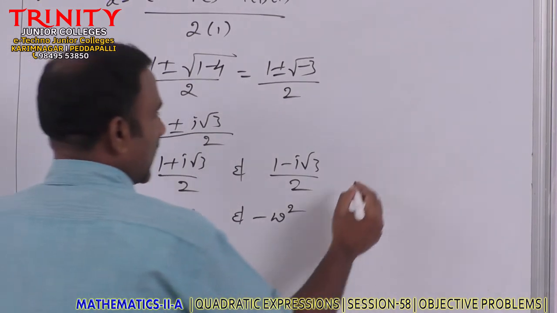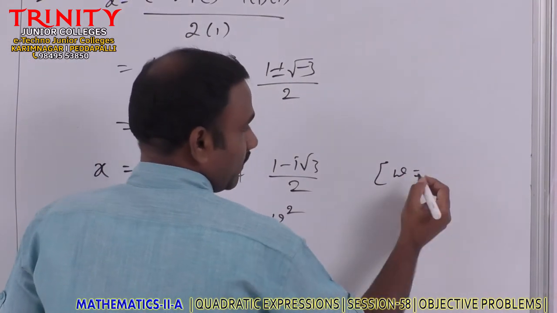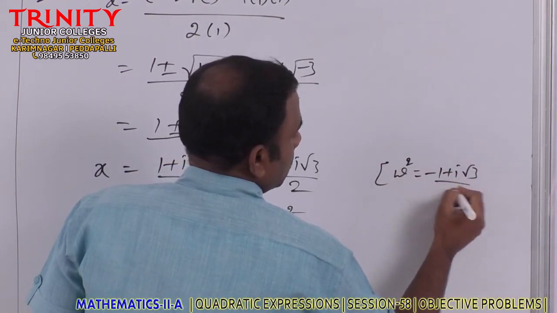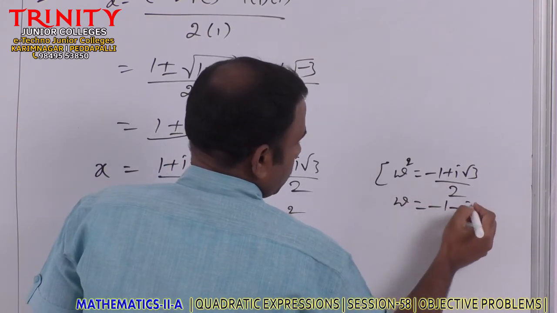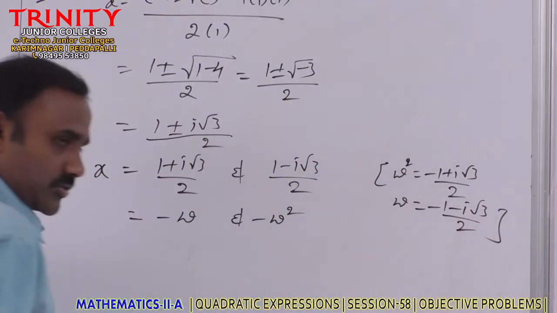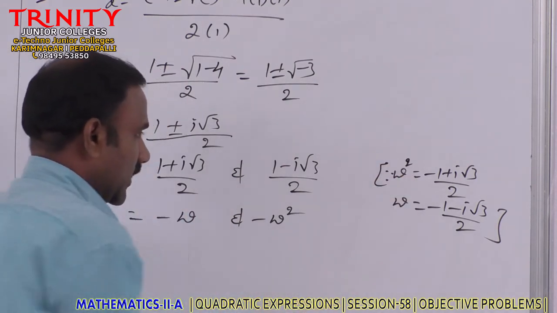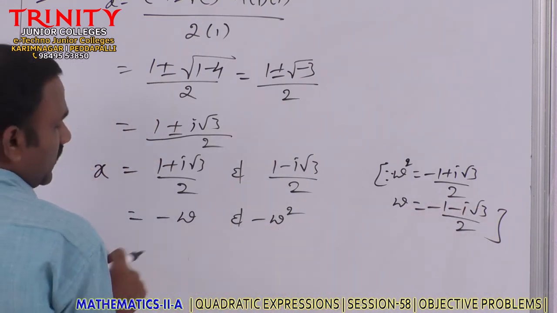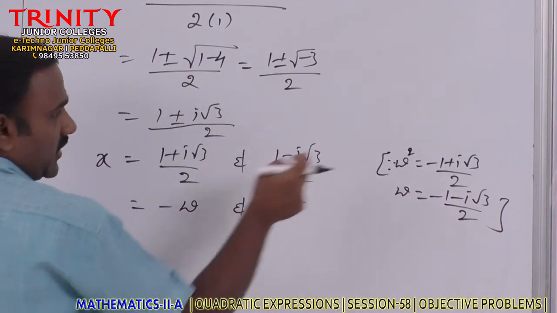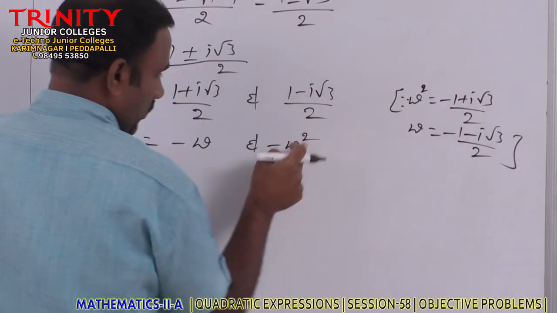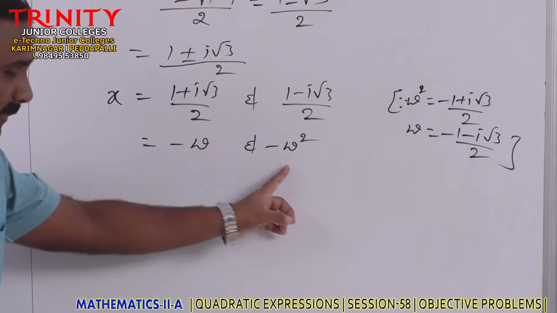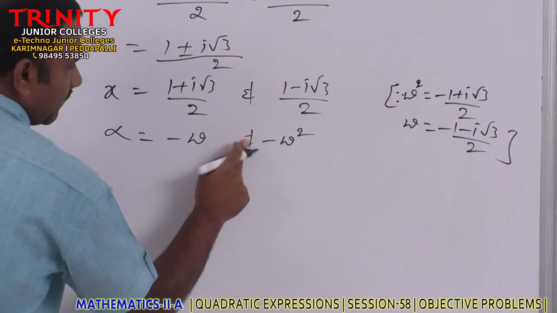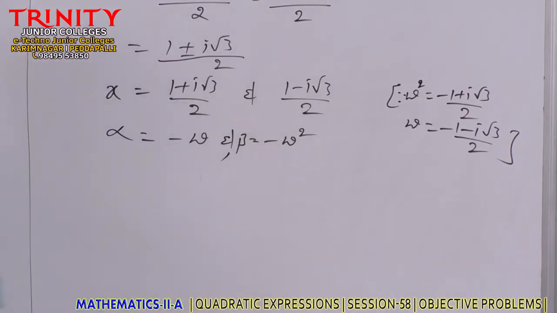Why? Because what is the value of omega and omega square? Omega is minus 1 plus i root 3 by 2 and omega square is minus 1 minus i root 3 by 2. You can interchange also, there is no problem. Therefore, if you take a minus common, 1 plus i root 3 by 2, that's what I considered as omega. If you take minus as common here, 1 minus i root 3 by 2, that is omega square. Therefore, these are the complex cube roots of unity. Therefore, alpha is minus omega and beta is minus omega square.